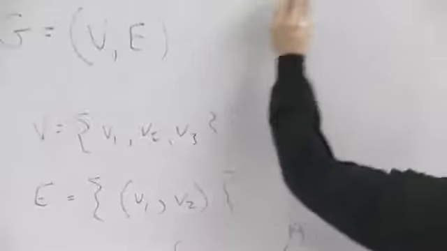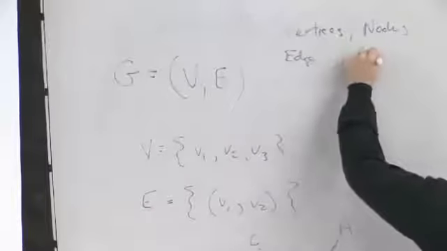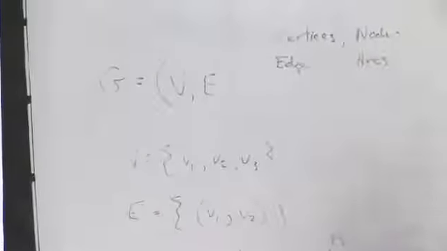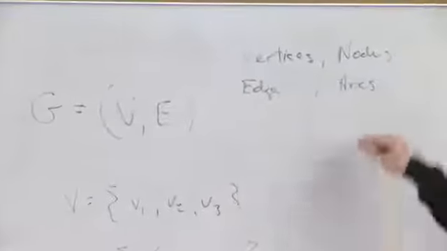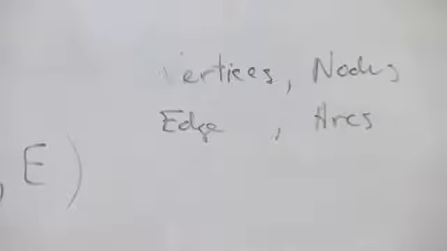So, yeah, you have vertices, which are also called nodes, and then you have edges, and they could also be called arcs. So if you see any of these names, these two are the same and these two are the same. Okay. So what kinds of graphs do we have?